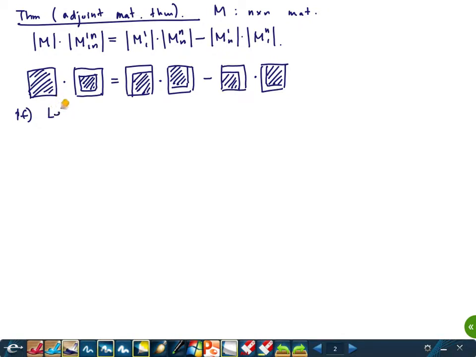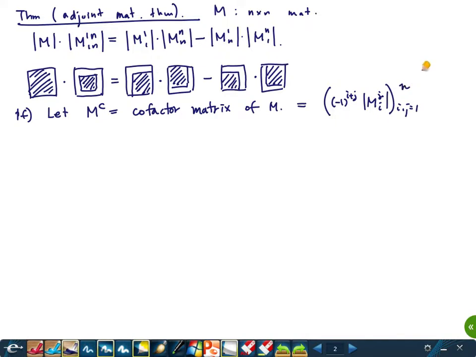All right, so let's say that M^C is the cofactor matrix of M. In other words, more precisely, (-1)^(i+j) times the determinant of M with row j and column i deleted, for i, j from 1 to n. The cofactor means you delete the ith row, jth column, actually here the other way around, jth row, ith column, and you take the determinant of the remaining matrix, and we have some sign attached like this.